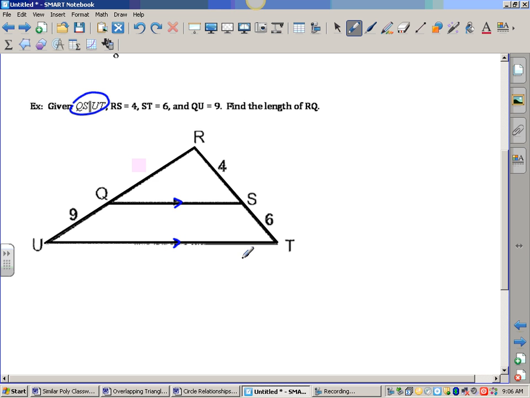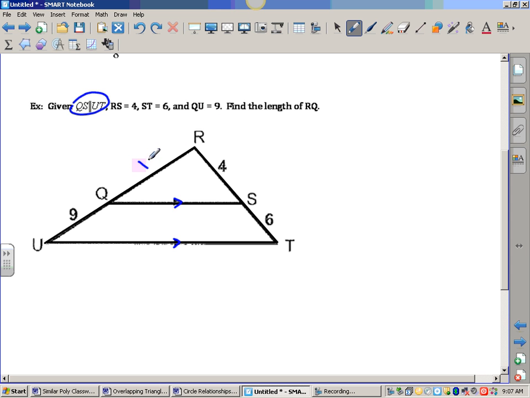Because these two lines are parallel, that means that RT and RQ have been cut proportionally. So I do have two similar triangles. They're just overlapping each other, one on top of the other. They then give you measurements. They tell you that ST, so you just follow the letters, ST is 6, it's already labeled for you. QU is 9, and we want to find the length of RQ. So that's this segment here.